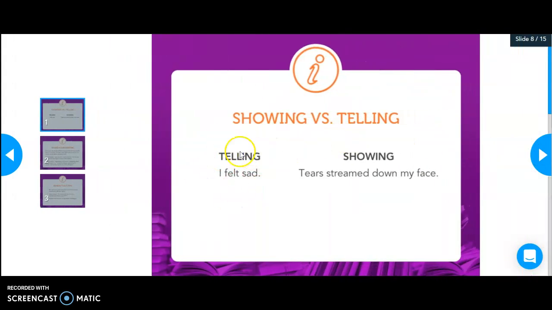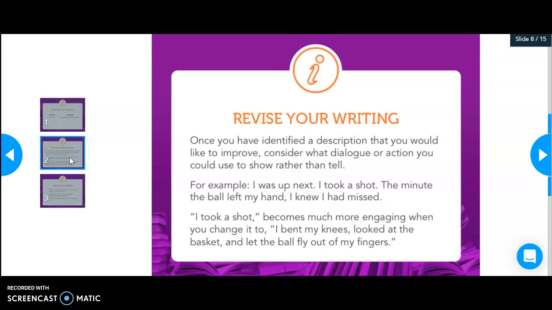So telling is just saying what's happening. I felt sad. But when we show, we can show tears streaming down my face. Now the reader has to infer that I was sad because I was crying. Once you've identified a description you would like to improve, consider what dialogue or action you could use to show rather than tell. So let's look at some of your writing.